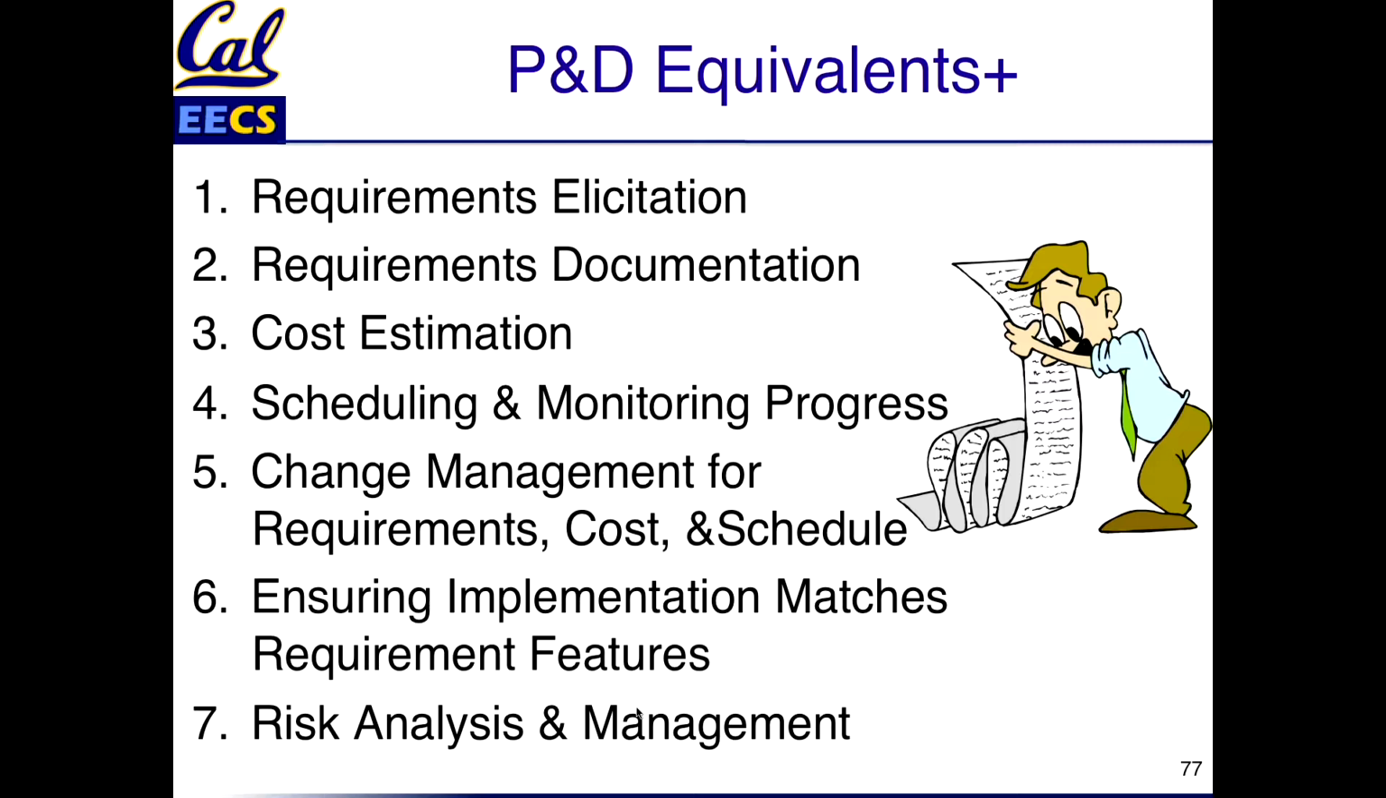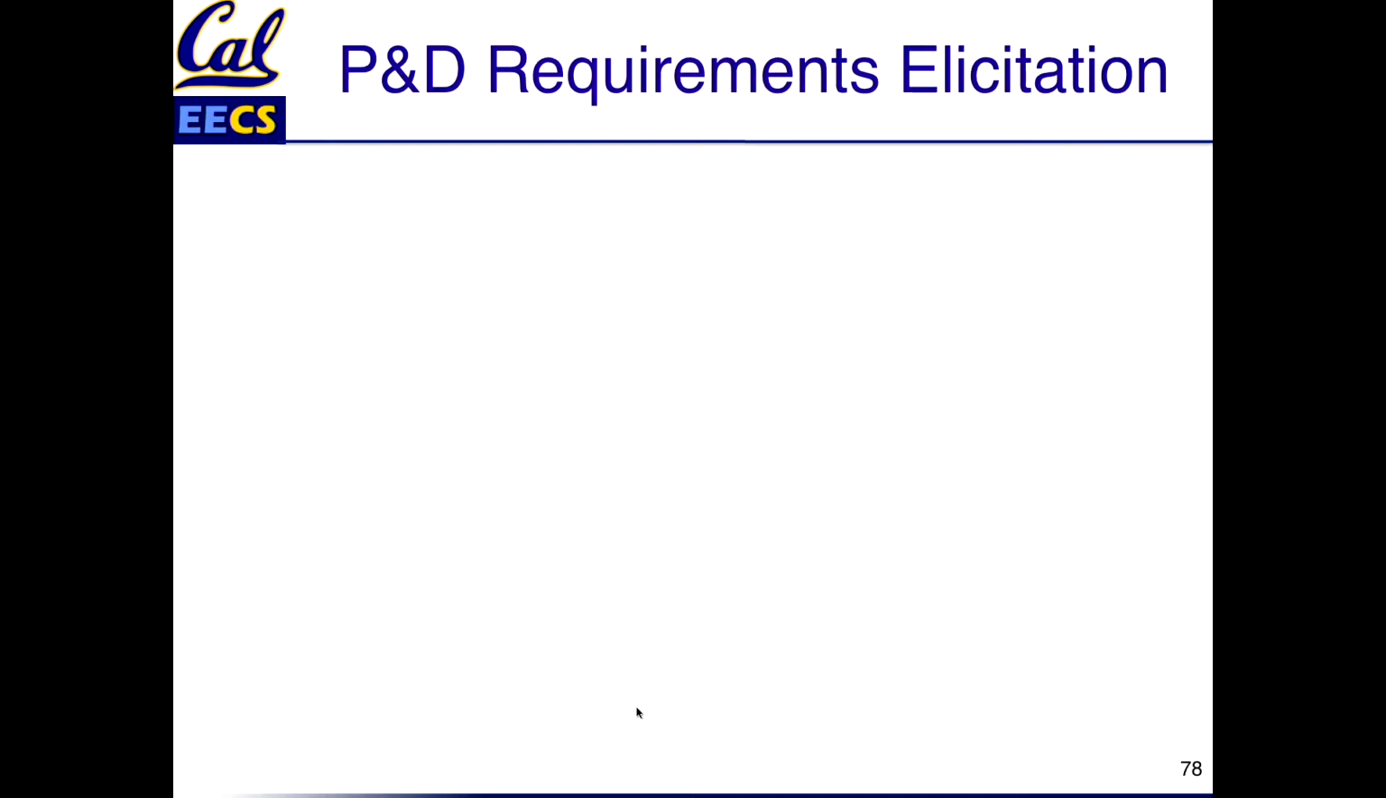You're going to do change management, kind of like version control, for your schedule, the cost, and the requirements document. You have to ensure that the implementation actually matches the features that were in the contract, in the documentation. And then increase the chances that you'll hit the schedule, the target, and the budget. You do risk analysis and risk management. So these are all your tasks to do. This will take a little while to go over. So let's do the requirements elicitation.